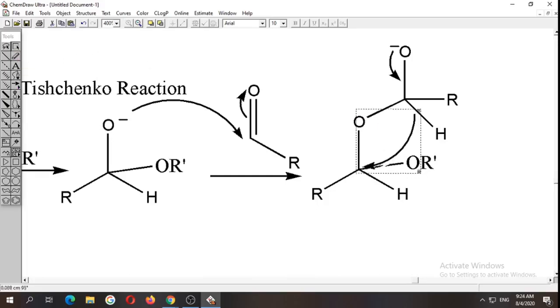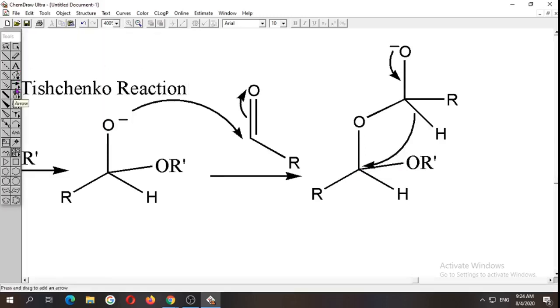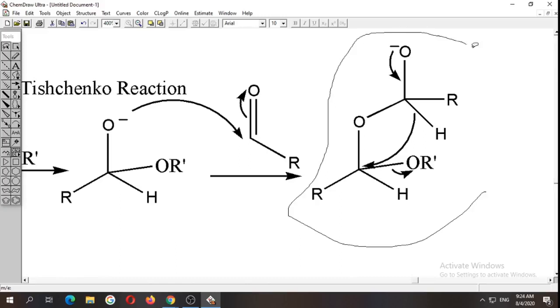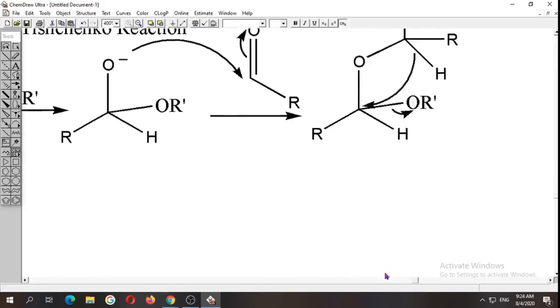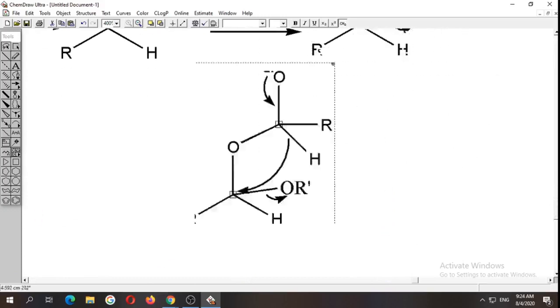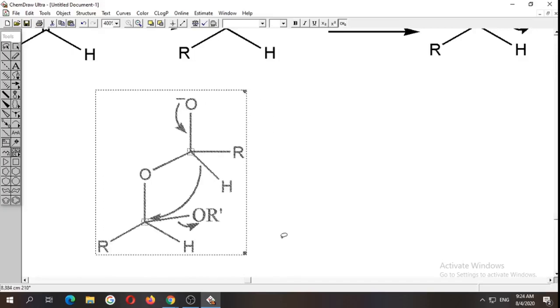That's what happens. Okay, so hydride attacks this carbon, and this OR minus gets eliminated like that, right? So let's copy the whole thing, try to make sense of the curved arrows. Okay, let's place it somewhere here.